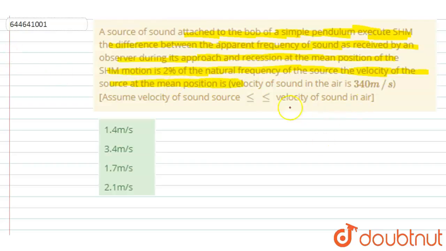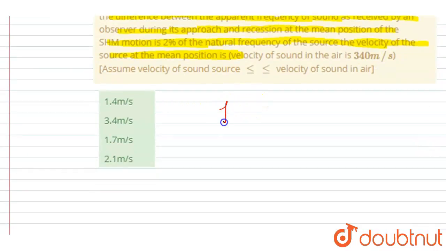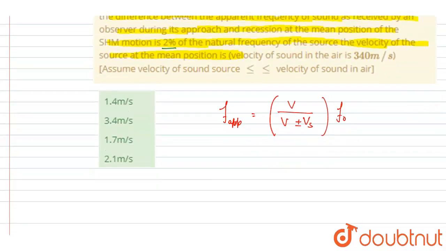So if you see, a source of sound is attached to the bob, right? So here the source is moving, and we know that the apparent frequency in case of source motion is equal to (velocity of the sound plus or minus velocity of the source) times the actual frequency, right? When it moves toward the observer, it is minus. When it moves away, it is plus, right? It is said that the difference between the two is 2% of the natural frequency, right?